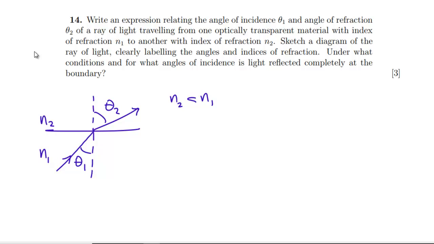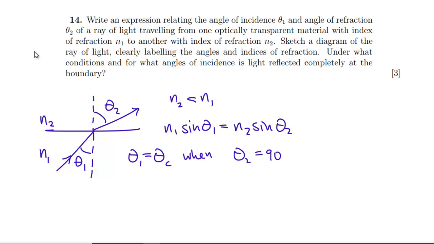That would be our θ1. And we can say that N1 sin θ1 equals N2 sin θ2. So θc is going to be when θ1 equals θc, when θ2 equals 90 degrees. So therefore we're going to say that N1 sin θc is equal to N2. So sin θc is equal to N2 over N1. That's just getting our critical angle.